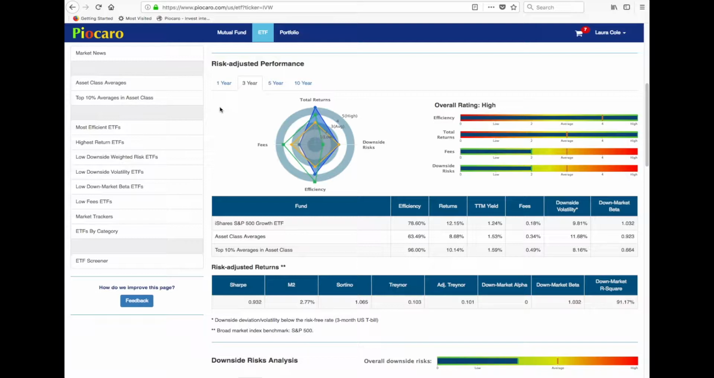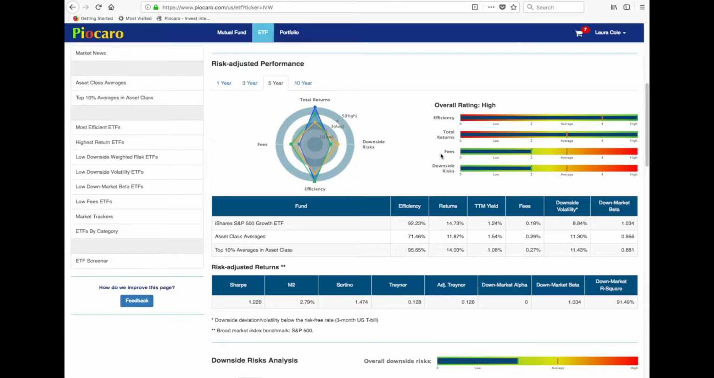Looking at the colours, the blue area is the ETF. The green area is the top performer average. And the orange is the peer average. In general, you want to look for a skinny blue diamond shape. This indicates a high return, low risk, and low fees, which translates to a high efficiency score.